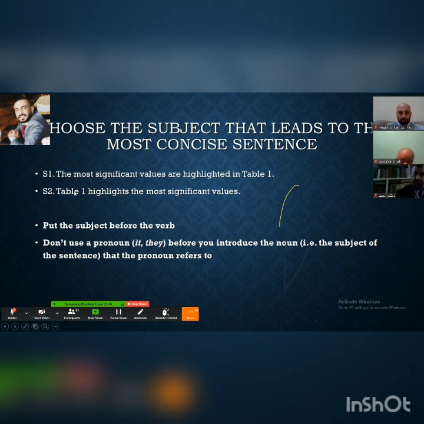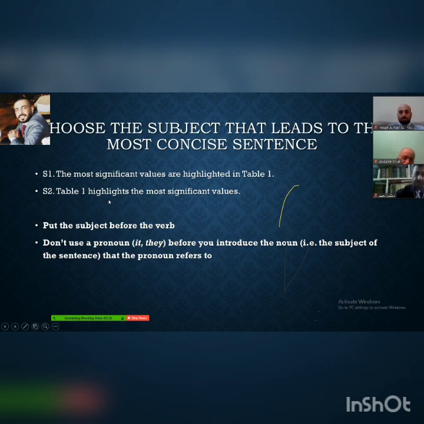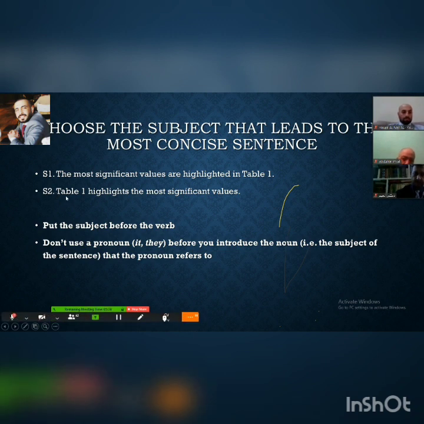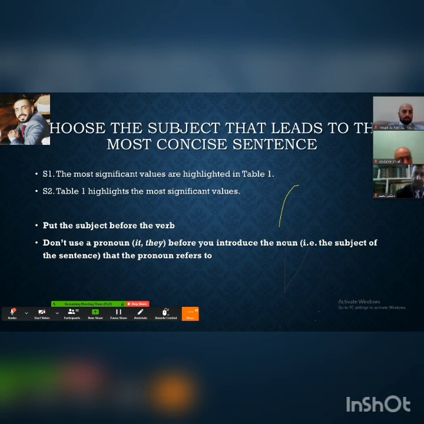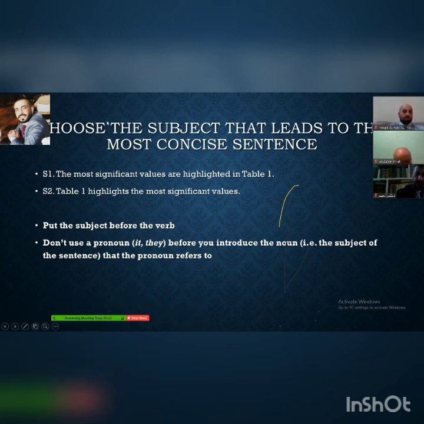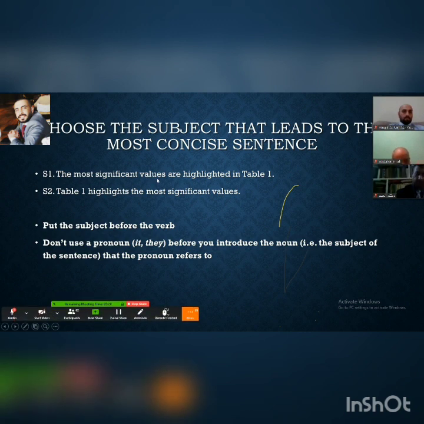For example, this quote, this example: the most significant values are highlighted in table 1. Table 1 highlights the most significant values. المثال الثاني هو الافضل، ليش؟ لأن التيبل 1 محدد يعني تعطيك سبجكت أو معلومة دقيقة. بس المثال الأول the most significant values.